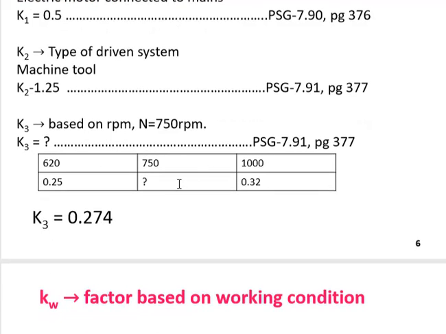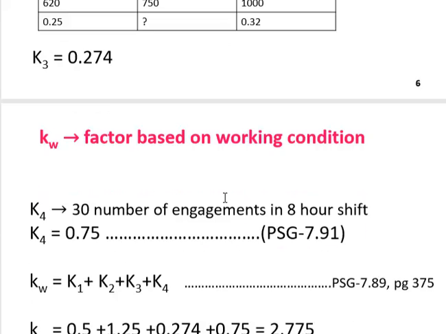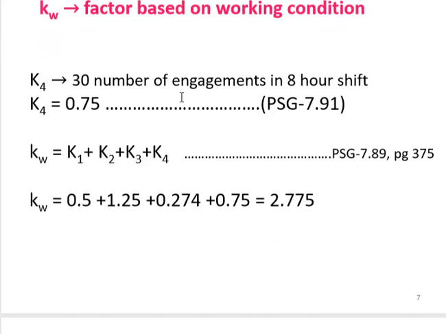But when we look into the table of 7.91, we'll see that for 620 RPM the factor given is 0.25, and for 1000 RPM 0.32 is the factor, but there is no factor given for 750 RPM. So after interpolation, I found out K3 to be 0.274.